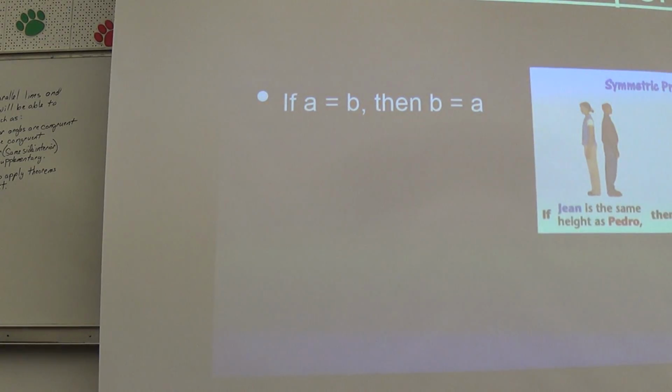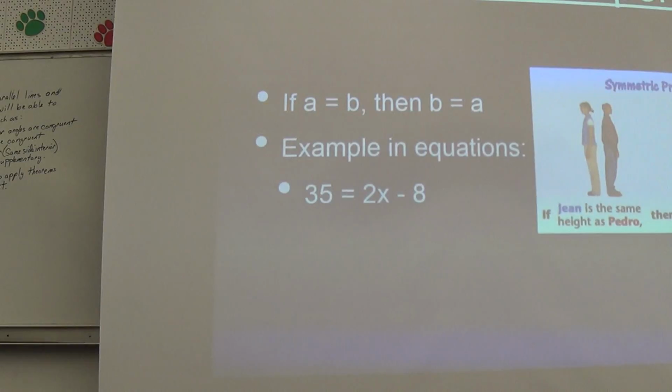So if A equals B, then B equals A. Example in equations, if you have 35 equals 2x minus 8, then 2x minus 8 equals 35. Makes sense, right? But we call that symmetric. Okay? Symmetric property. So 3 properties we're going to learn today, right? Reflexive property, symmetric property, and the next one is the transitive property.